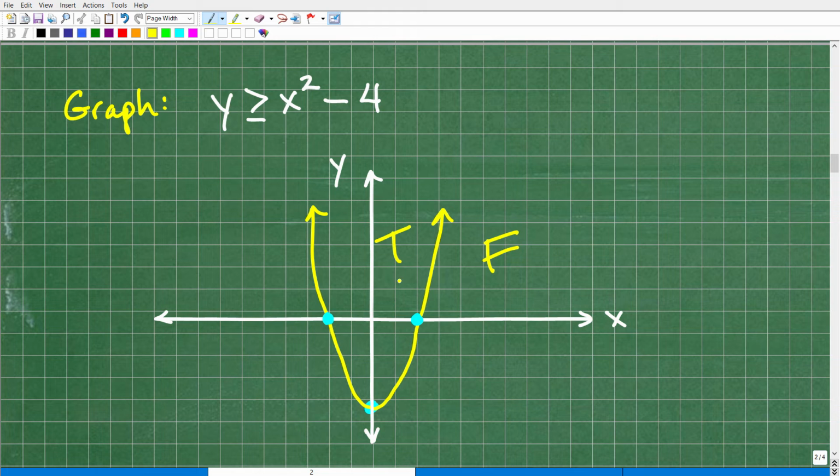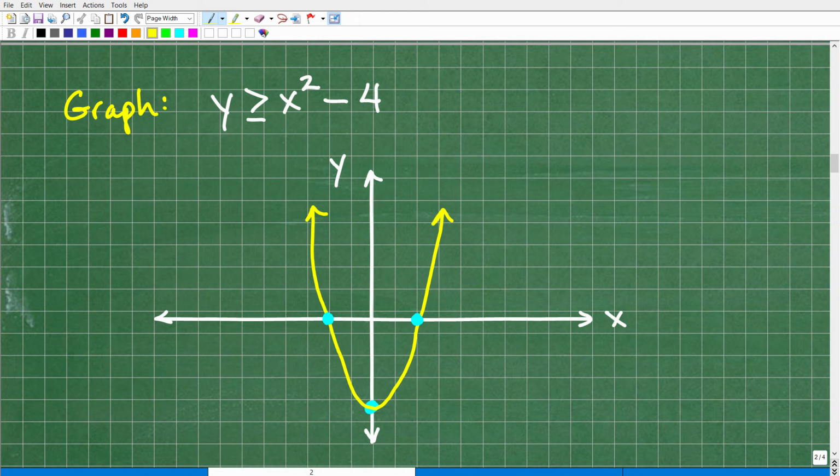We're looking at this parabola, the inside and outside. Either the inside is true and the outside is false, or the outside is true and the inside is false. So it's one or the other. You only have to identify one point as true or false, and then we can shade the true region.